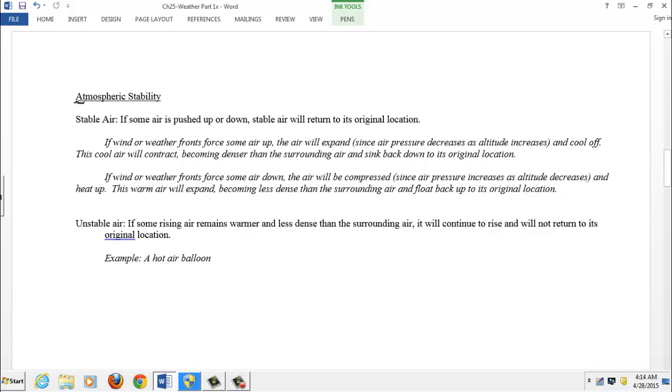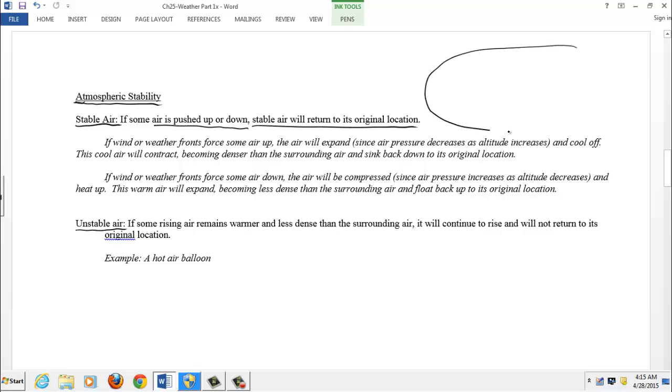Okay, something else we have to understand is atmospheric stability. And there's two situations. You can have stable air and unstable air. And if you push up some air, either through wind or weather fronts or whatever, stable air goes back to its original location. So what are we talking about?